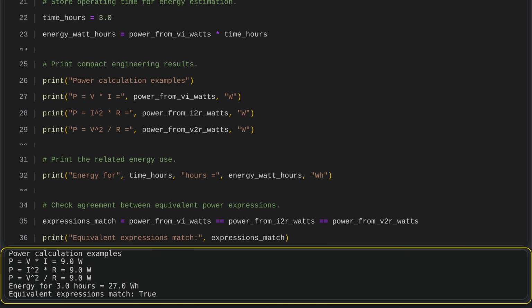This script calculates electrical power in watts using 3 equivalent formulas: voltage times current, current squared times resistance, and voltage squared divided by resistance. It also estimates energy use over 3 hours in watt-hours. The program prints the results and checks that all 3 power calculations match, confirming the formulas are consistent.